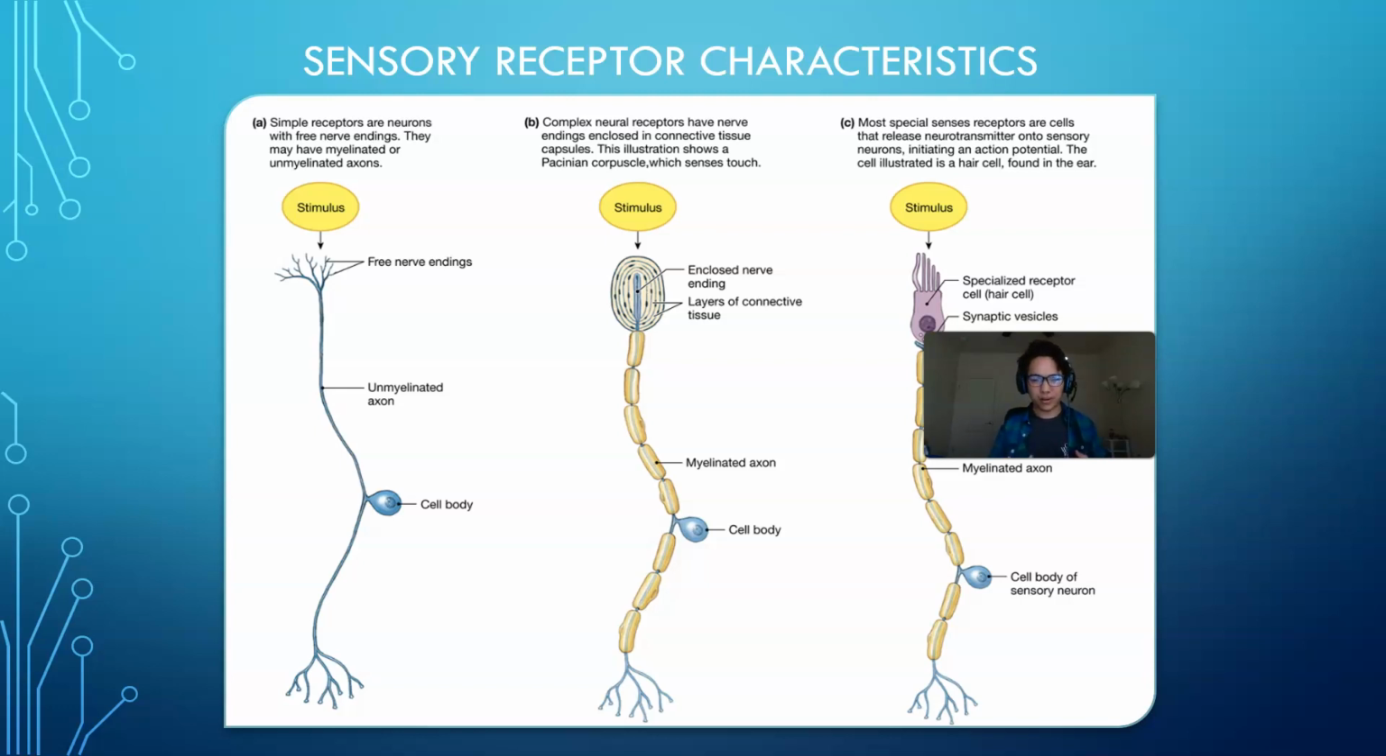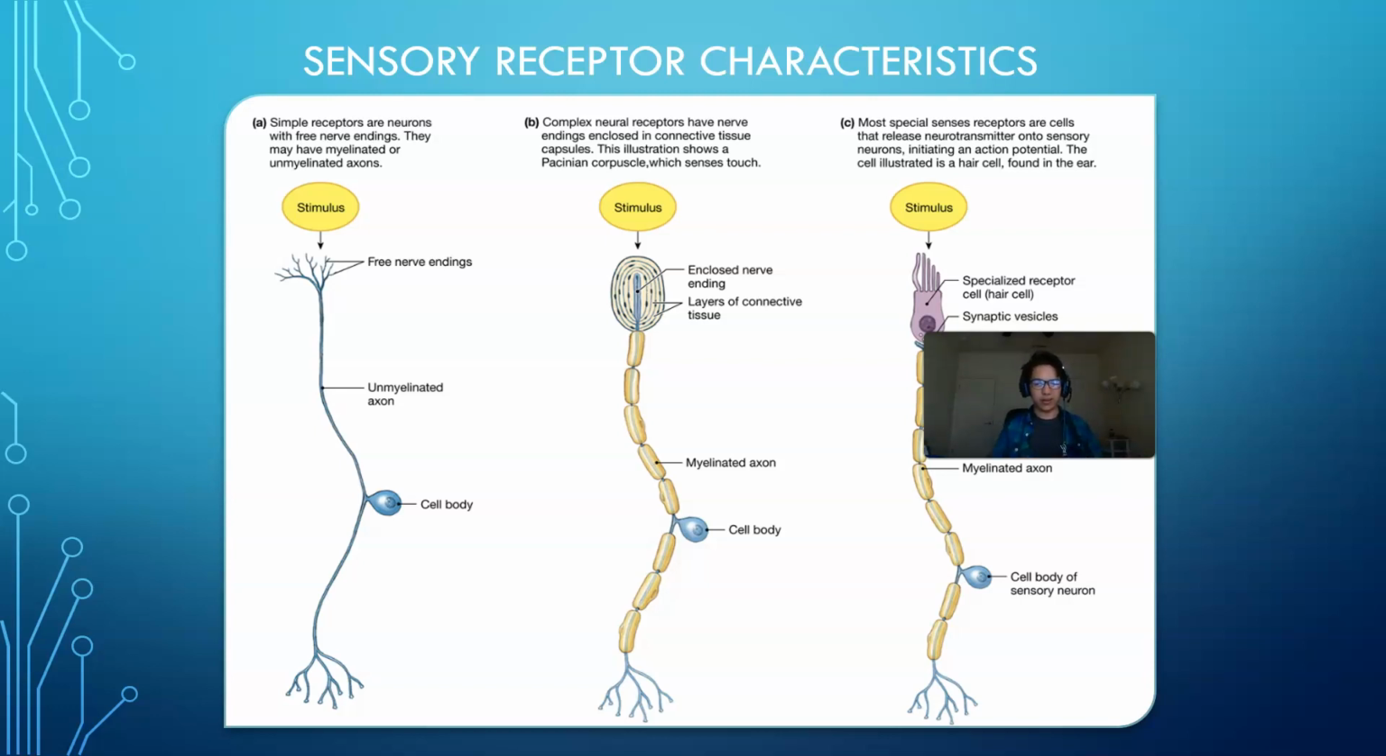So sensory receptors may have different characteristics, as you can see right here. In this picture from our textbook, you'll see that simple receptors have free nerve endings at the end, an unmyelinated axon, and a cell body somewhere downstream. So these generally sense painful stimuli, temperature, and light touch. They don't need to respond to abrupt changes in stimulation. Therefore, they're short and often unmyelinated.